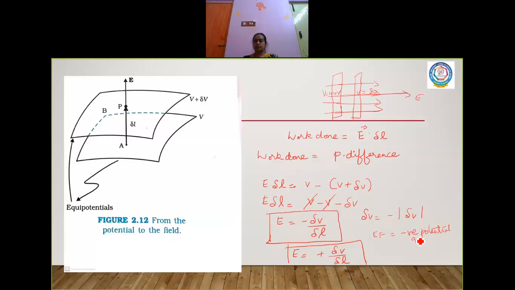Gradient is with respect to unit displacement. Potential is dou V, dou L is the displacement. So the electric field value is given by the change in the magnitude of potential per unit displacement. Now this is normal to the equipotential surface. So electric field is nothing but the negative potential gradient.